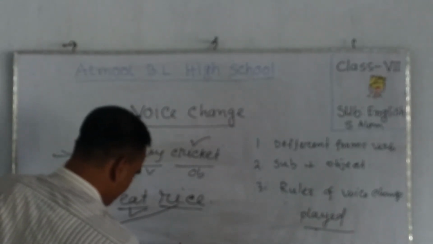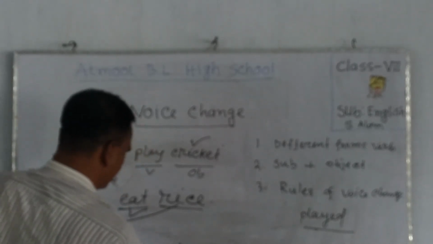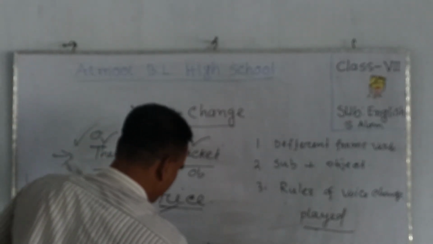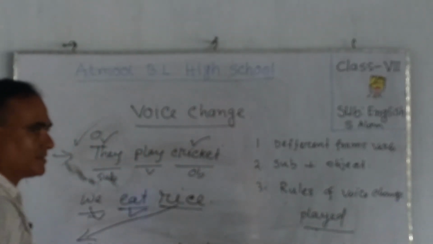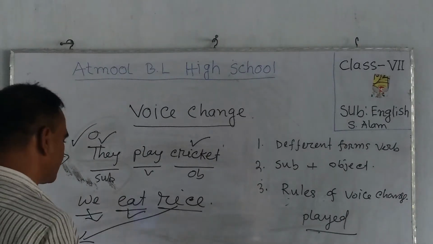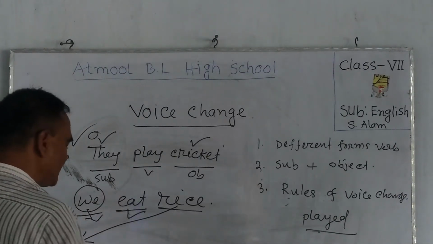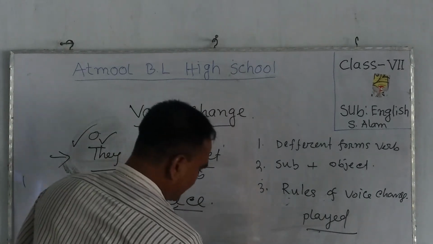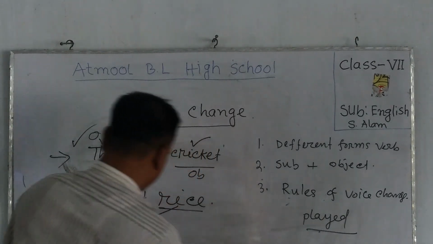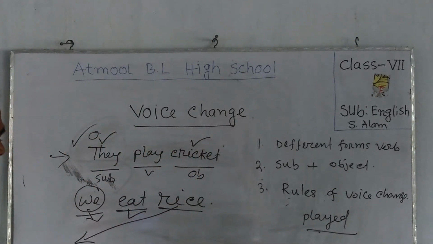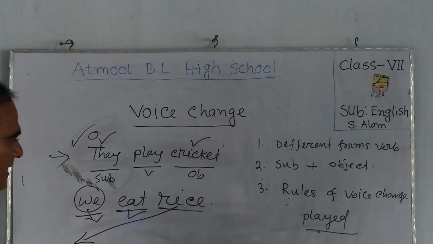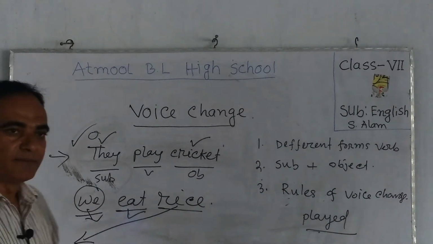eaten. Rice is eaten. Then we will use by, and at last the subject of the active sentence will be the object of the passive sentence. And what is the objective case of we? The objective case of we is us. So the passive is: rice is eaten by us.